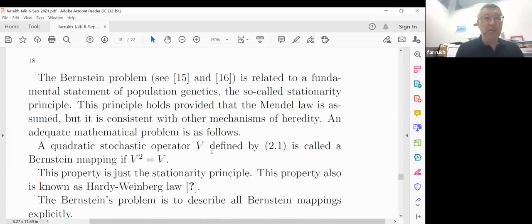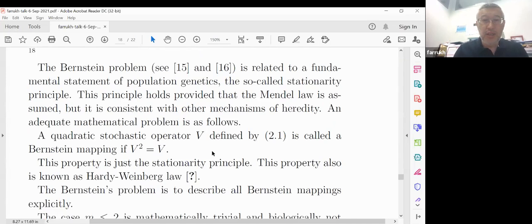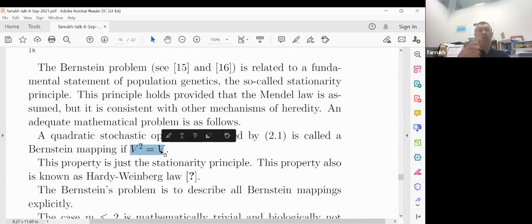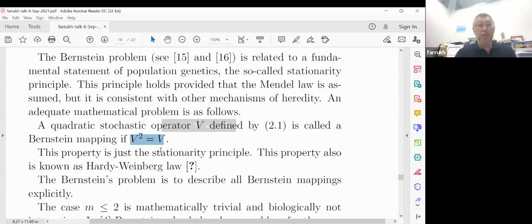So the next problem is related to the Bernstein problem, which is a fundamental statement in population genetics. It relates to, in terms of the Volterra operator, what will happen to the structure of the genetic algebras if we have this kind of property of the operator V. Understand? If V squared equals V, then what are the properties of the genetic algebra with this property? Such an algebra is called a Bernstein algebra. So a Bernstein algebra is a genetic algebra where V squared equals V. In population theory, this means that after some time, all your generations become stationary. This property is sometimes also called the Hardy-Weinberg law.